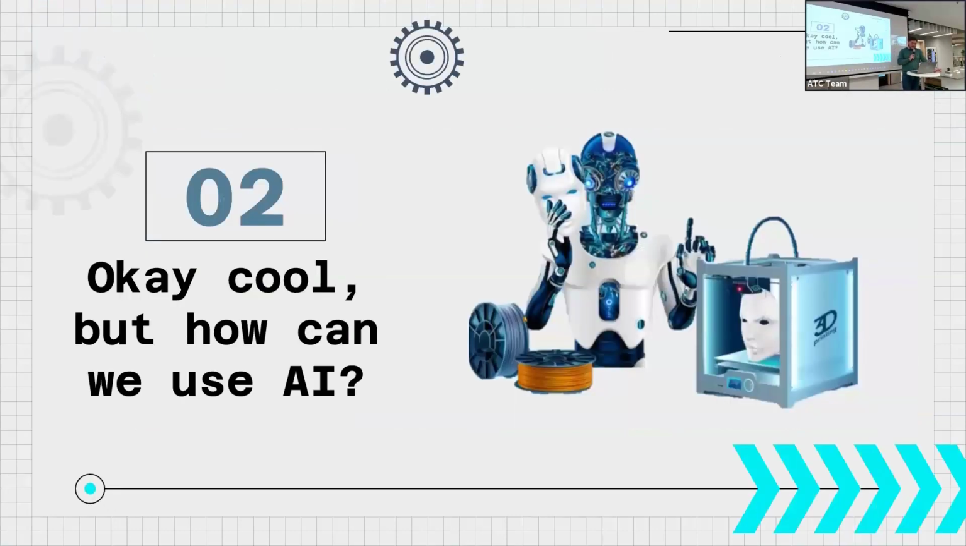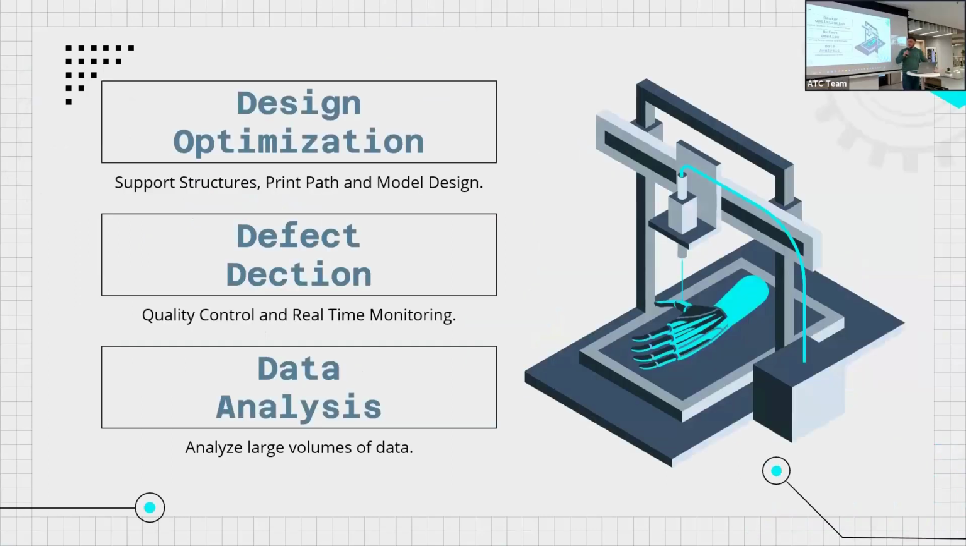So now that I've hopefully convinced you why 3D printing is cool and why you should try and care about it, let's talk about how we can use AI to optimize the 3D printing process and how we can create even more cool designs. So in my mind, there are three, maybe four, main areas where we can try and use AI to improve the overall 3D printing process. And these are design optimization, defect analysis, and data analysis.